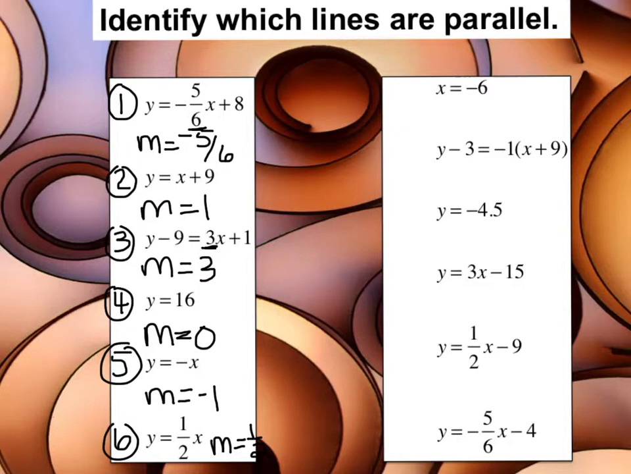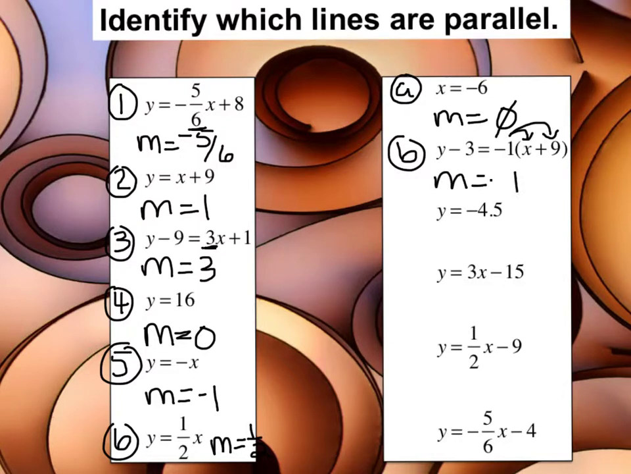You can't really see that. That's okay. Slope is 1/2. Let's look at the other row. We'll label these as A, B, and C. This is x equals a number, which means our slope is undefined. B, if we distribute the -1 here and here, our slope is going to be -1. C, this is a horizontal line, so our slope is 0.